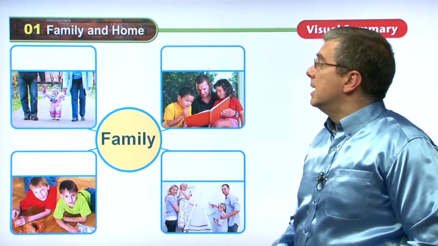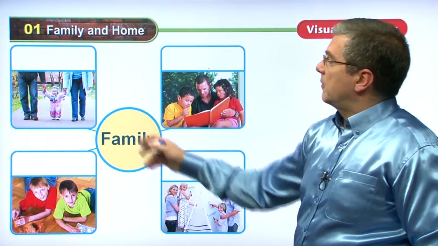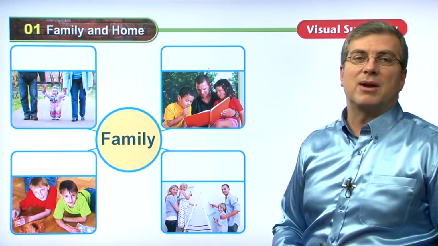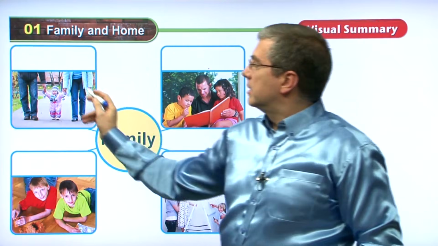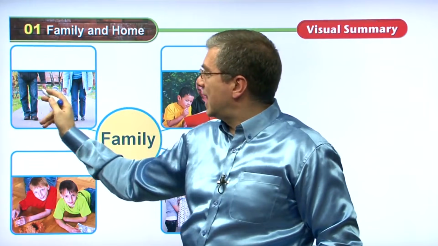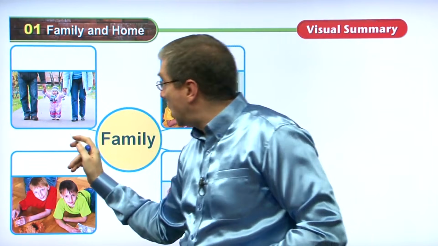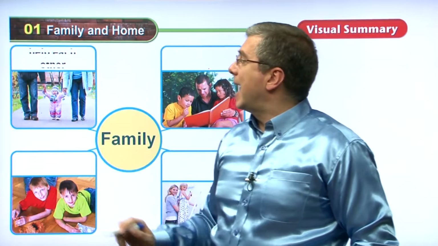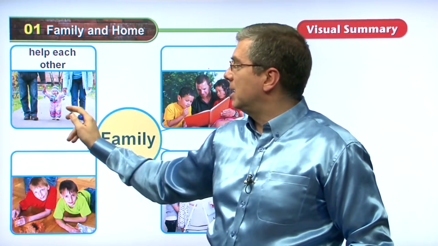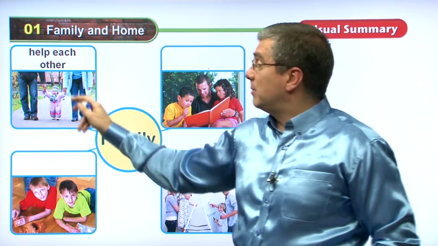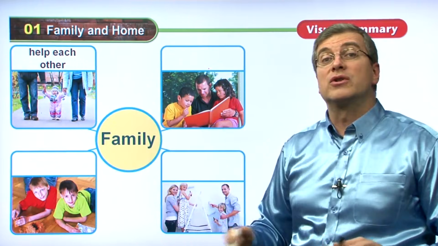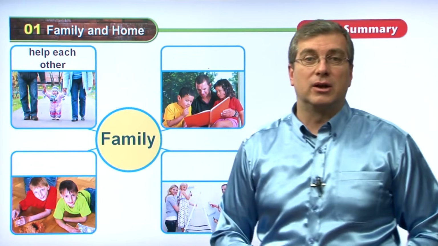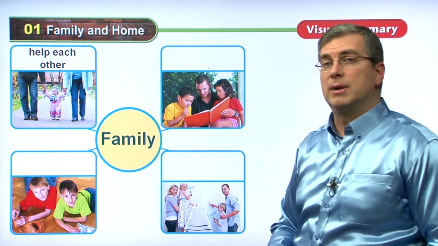Okay, let's take a look at our chart. We're talking about family. What does family do together? What are characteristics about a family? First of all, we saw the picture here. Here's mom, here's dad, here's the baby daughter, I think. And what are the parents doing? Of course, parents will help their baby. They will help each other. So when the baby gets older, of course, the baby will have chores to do around the house, so the baby will help the parents. Everybody helps each other in a family. It's an important part of a family.